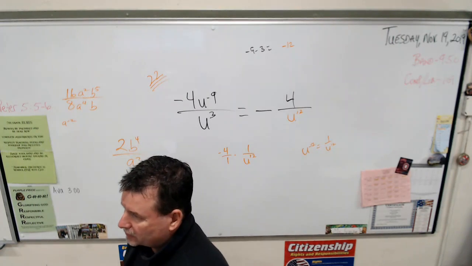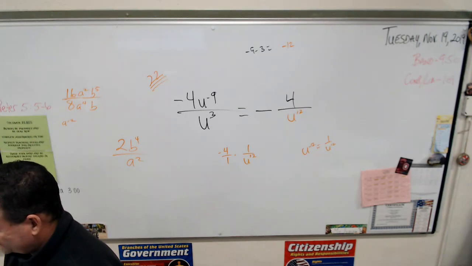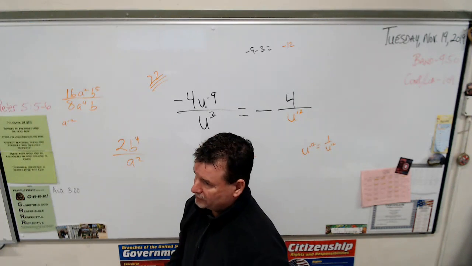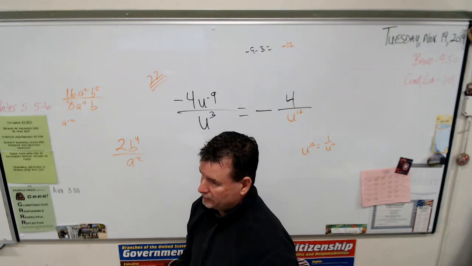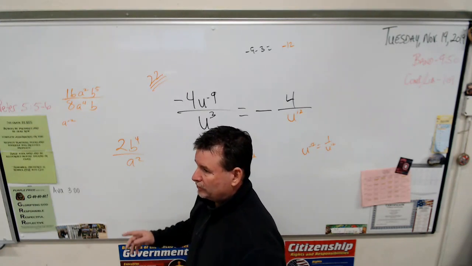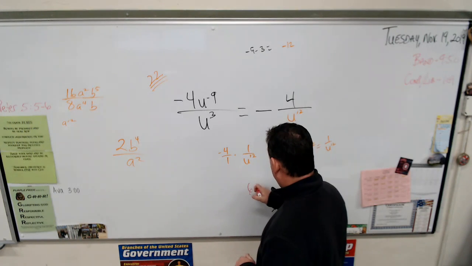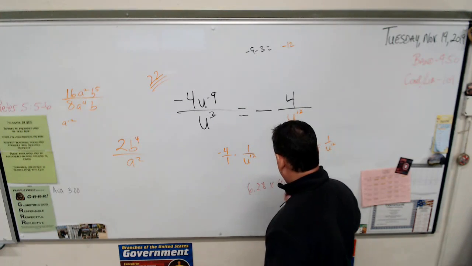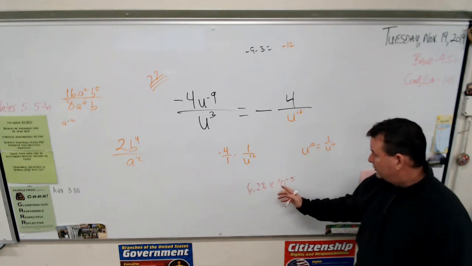Yes? Okay, so if it's 6.28 and it's saying 10 to the negative 5th power or whatever, would you put it over 4 zeros and then the point and then a 0? Hold up. You're looking at 6.28 times 10 to the what? Negative 5. How am I going to write that?